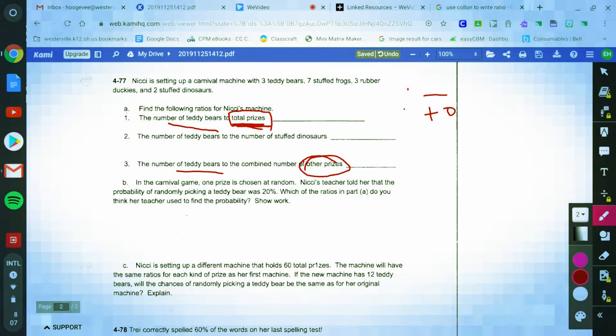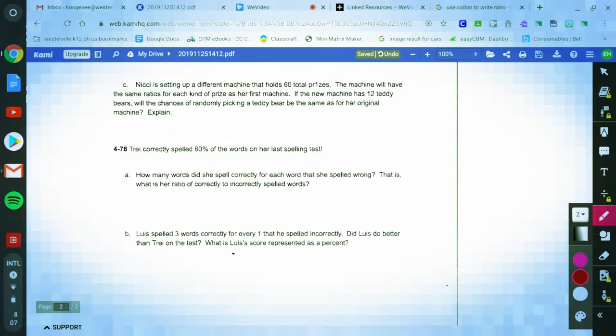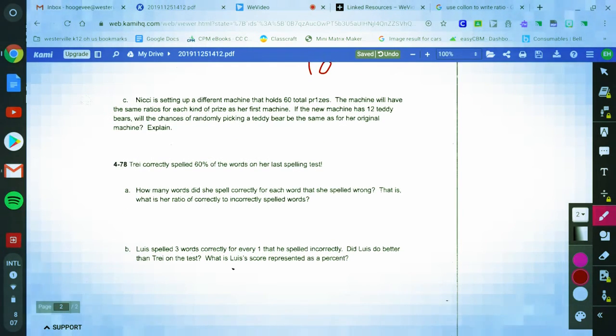In the carnival game, 1 prize is chosen at random. Nikki's teacher told her that the probability of randomly picking a teddy bear was 20%, or 2/10, however you want to write it, or 2 out of 10. Which of the ratios in part A do you think she used to find this? Now, Nikki is setting up a different machine that holds 60 total prizes. The machine will have the same ratios for each kind of prize as her first machine. If the new machine has 12 teddy bears, will her chance of randomly picking one be the same or change? That's where you explain. So use 12 out of 60 there and go back and look at your original ones.